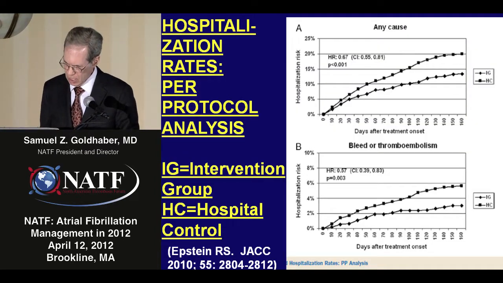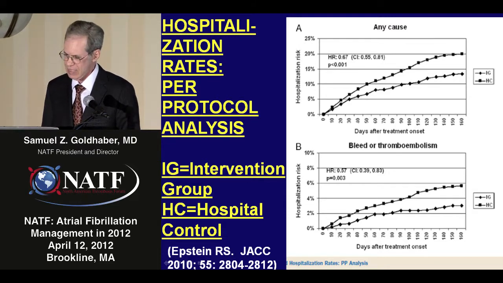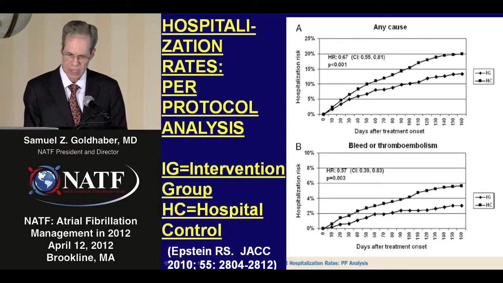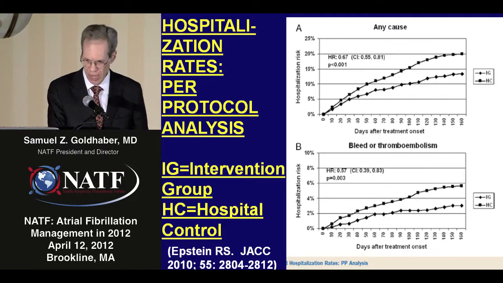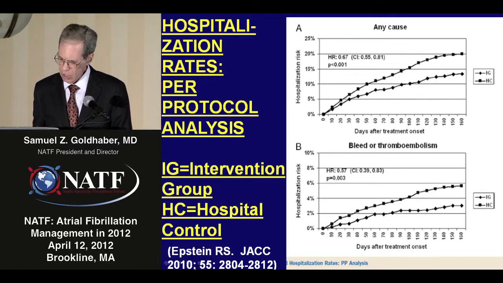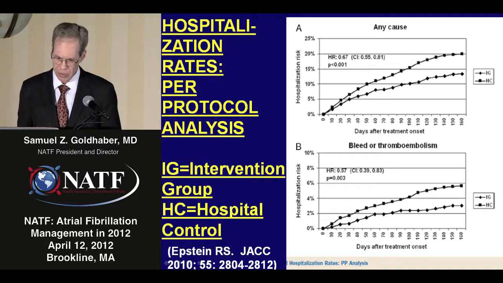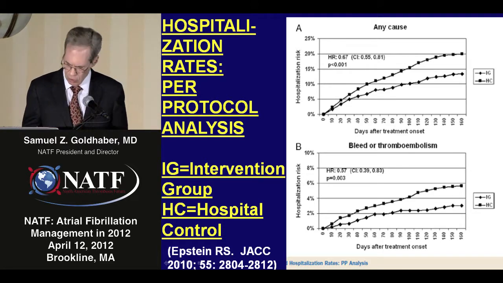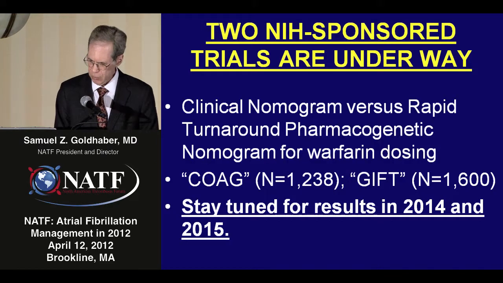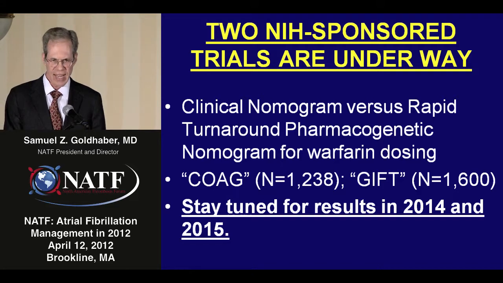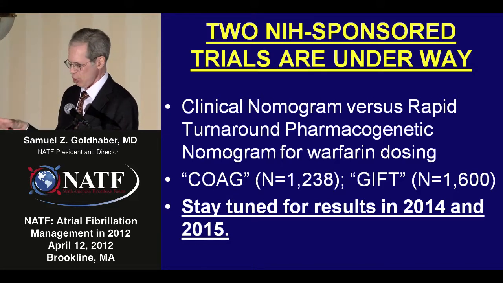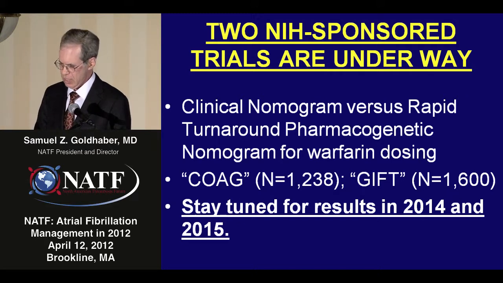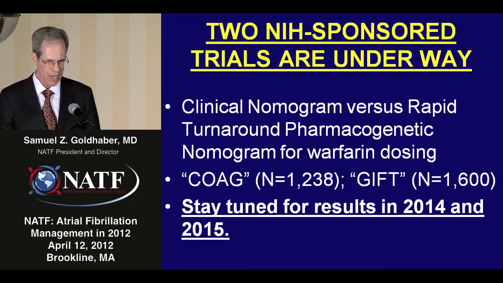Here you see some of this rapid turnaround genetic testing in a cohort study, not a randomized trial. The intervention group, or IG group, that had rapid turnaround genetic testing had a lower rate of all-cause hospitalization and a lower rate of hospitalization for bleeding or thromboembolism compared to a historical control, or HC group. So rapid turnaround genetic testing is potentially promising. And there are 2 ongoing NIH-sponsored trials, each budgeted at about $10 million or so, which are testing the concept of rapid turnaround genetic testing for warfarin dosing, and the results of these should certainly be available by year 2015.